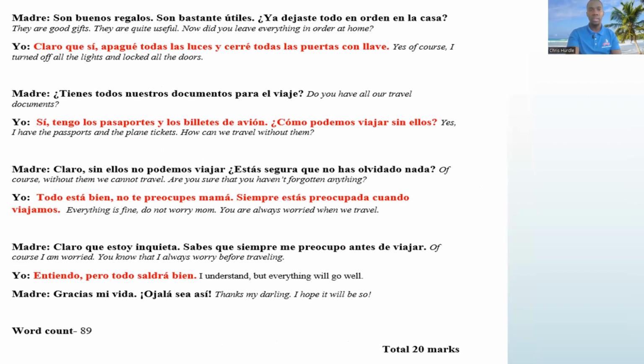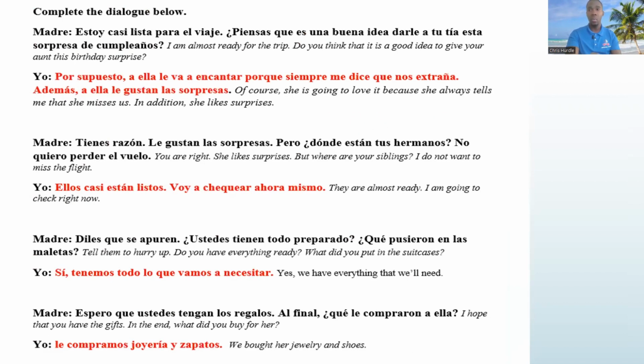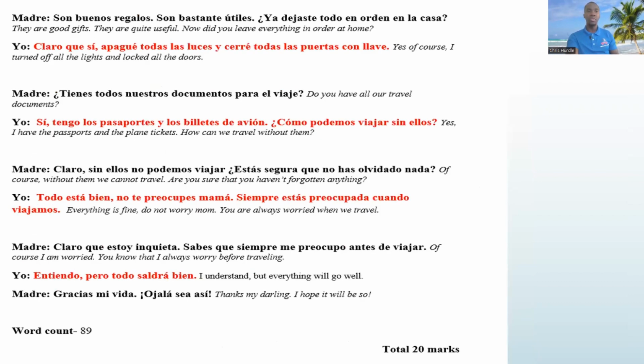So obviously I have to mention what I bought for the aunt. So I said, well, not I, but we, because it's talking about the siblings, right? So le compramos joyería y zapatos. So we bought her jewelry and shoes. And then the mom says, well, those are good gifts and they're quite useful, right? And did you leave everything in order at home, or in the house? So let's look ahead now. What did the mom say next?